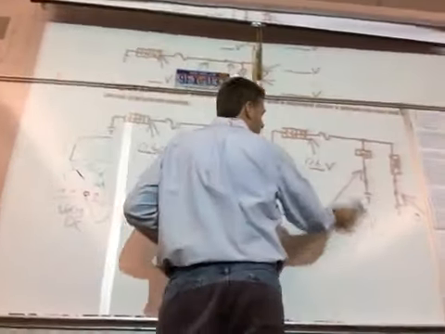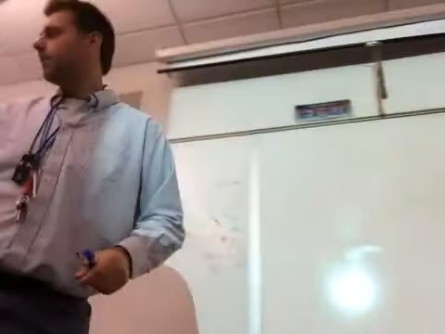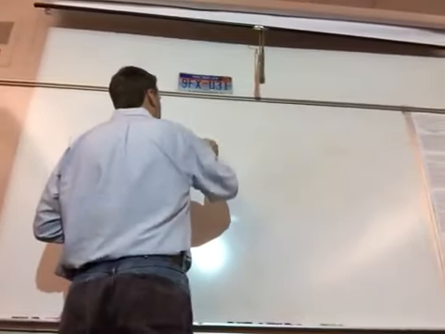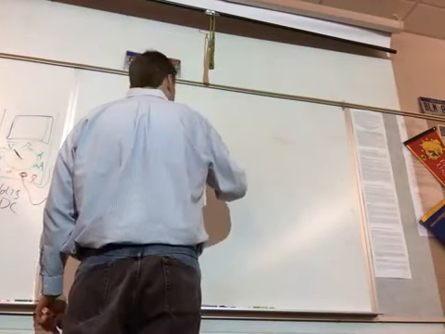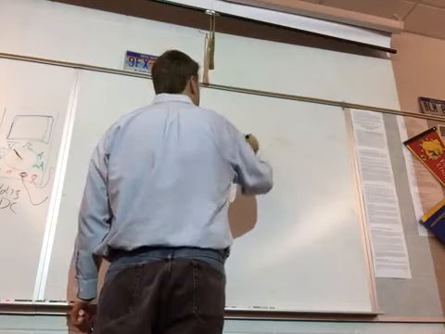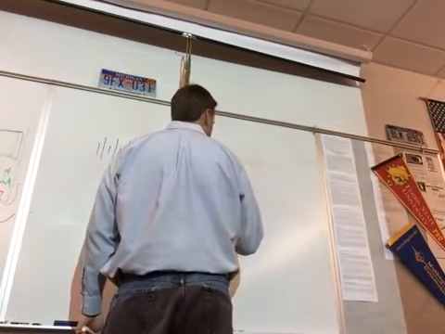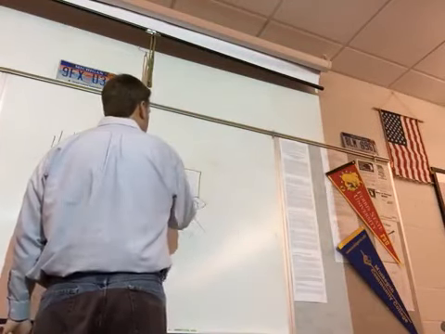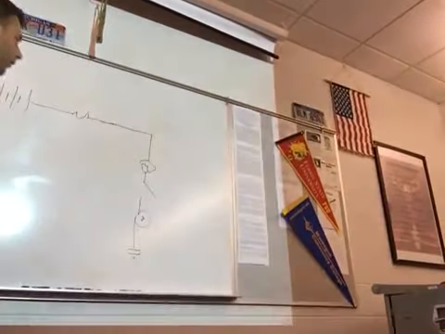I'm going to do one more, but I'm going to draw it on the board because I didn't put it on my little worksheet here. Battery. We'll put a fuse in there, and we'll put a power-sided switch just for the fun of it. And then we'll do a light bulb. And then I'm going to do another switch. Let's do this. This will be fun. Another switch, then another light bulb, then a ground.